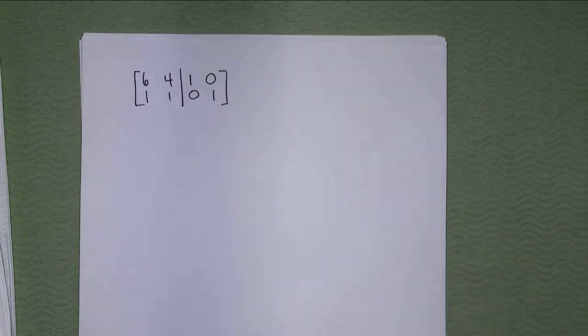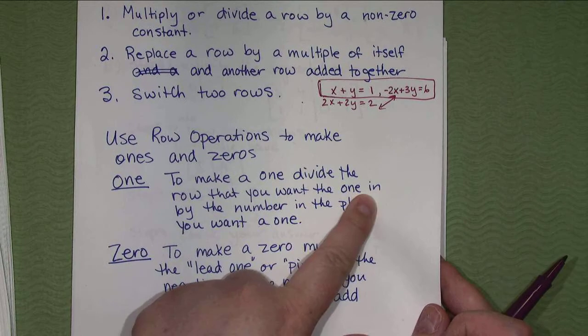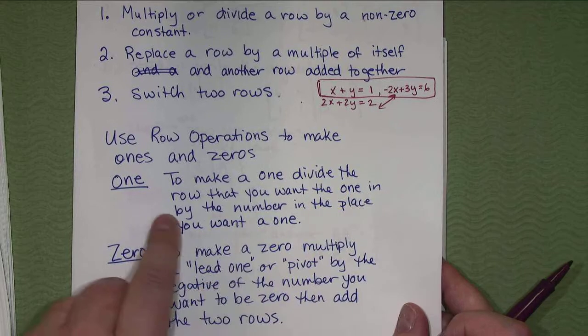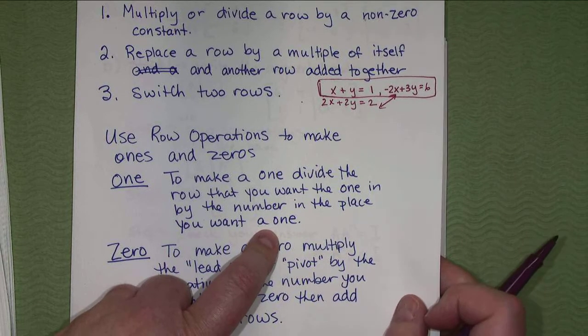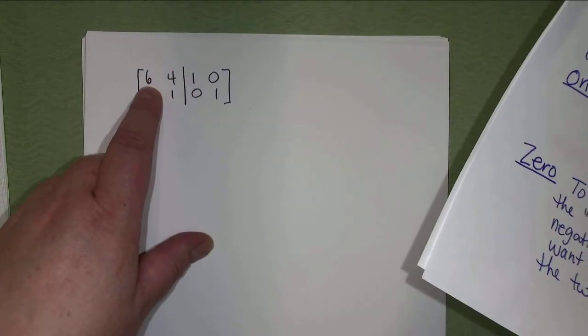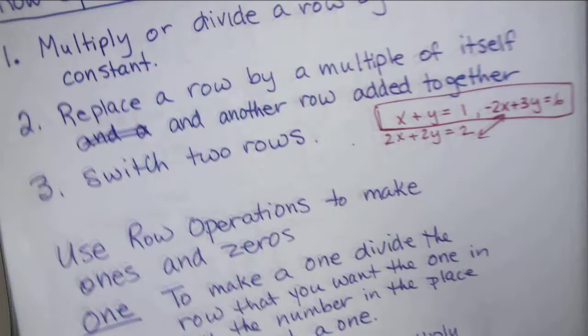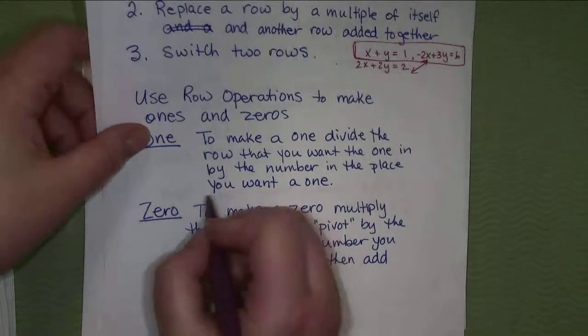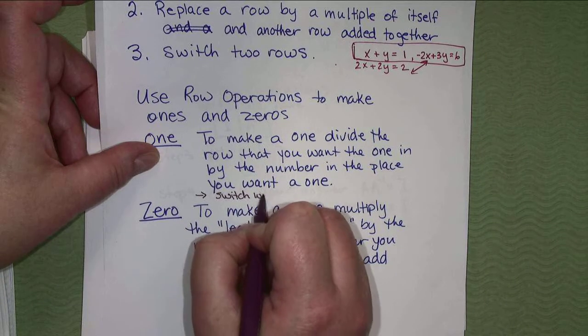Okay, so legal row operations are to make a 1, you have 2 options, okay? I didn't write that here, but to make a 1, you divide the row that you want the 1 in by the number in the place that you want a 1. Okay, I don't know if you read that, but we want a 1 right here, 6, so we divide that row by 6. Wouldn't that make a 1? Yeah, there's another option, not a better option. Let's write it down here. The other option is to switch with a row below it.